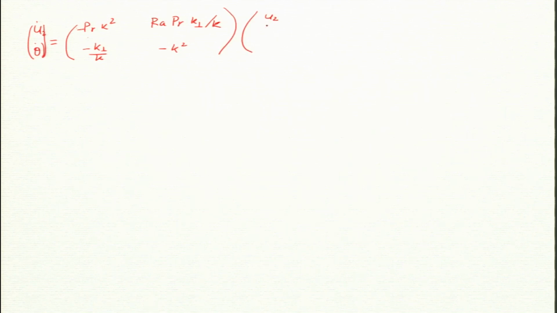So, we look at my equations, which were u2 dot, theta dot equal to, I am going to write, minus Pr k squared, and so on, acting on u2 and theta. So, how do I find the eigenvector? So, there are 2 eigenvalues. So, what are the 2 eigenvalues?